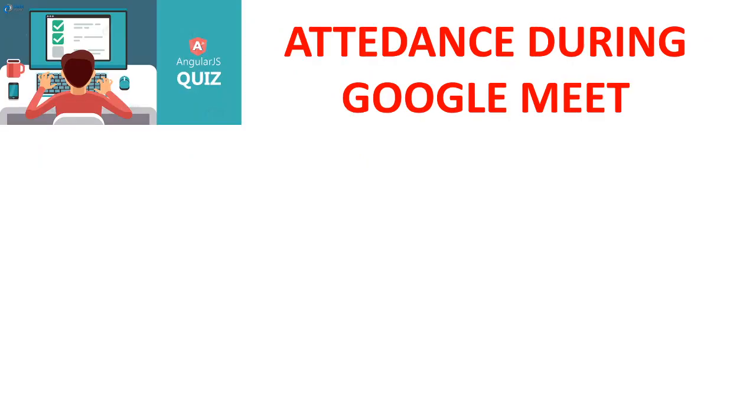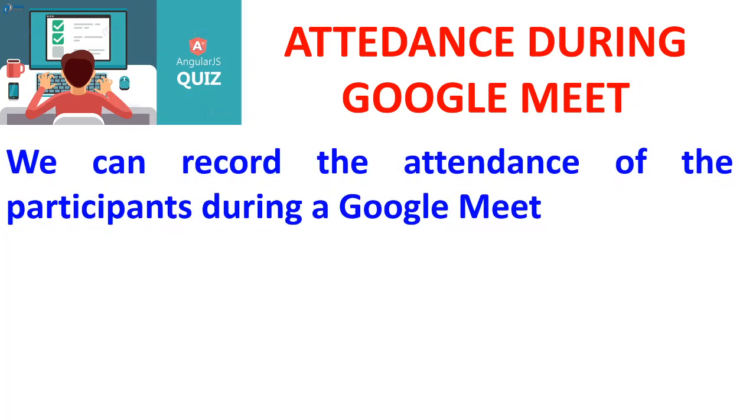Attendance during Google Meet is a common problem faced by most teachers. They are handling classes through Google Meet and are not able to get the attendance. One way of getting attendance was already discussed in the previous video. You can float a Google Form with their name, class and roll number, and immediately get the response in the form of a Google Sheet. And we can record the attendance of the participants during a Google Meet also.